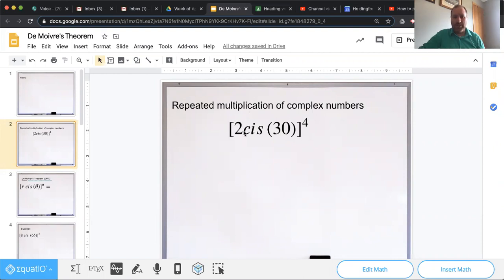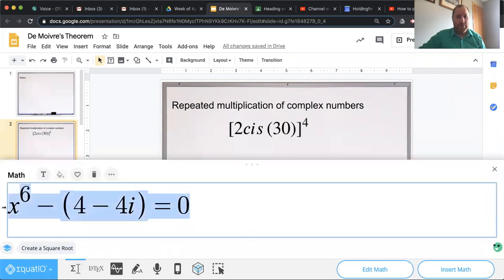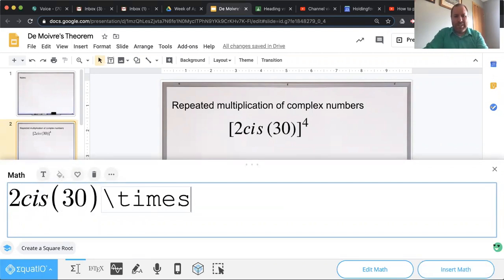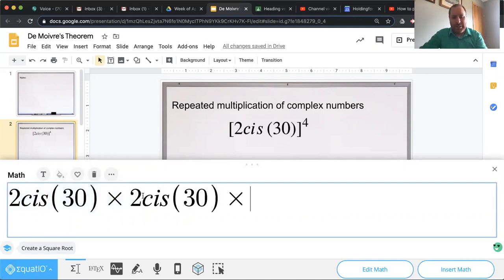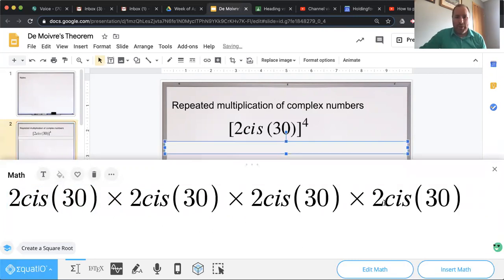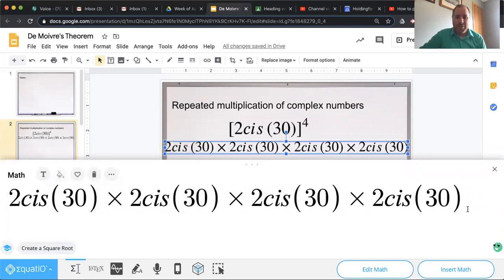So if I have, say, 2 cis 30, that's at a radius of 2, and then we've turned 30 degrees up. Now we're going to the 4th power. Exponents just mean repeated multiplication. So really, that's 2 cis 30, times this again, times itself again, and there's 4 times. That's what that is. It's that 4 times over.